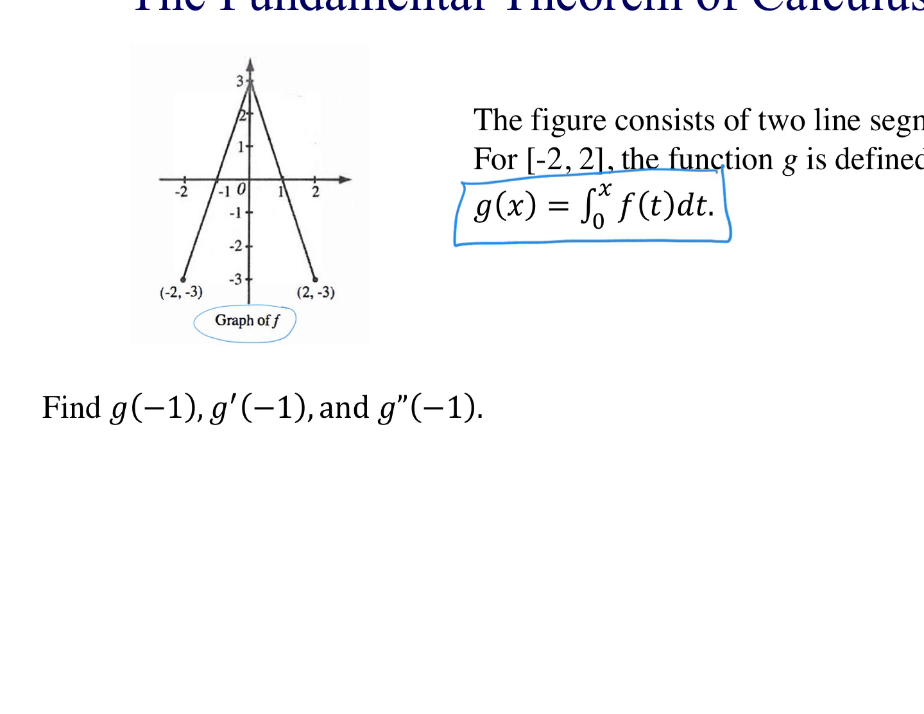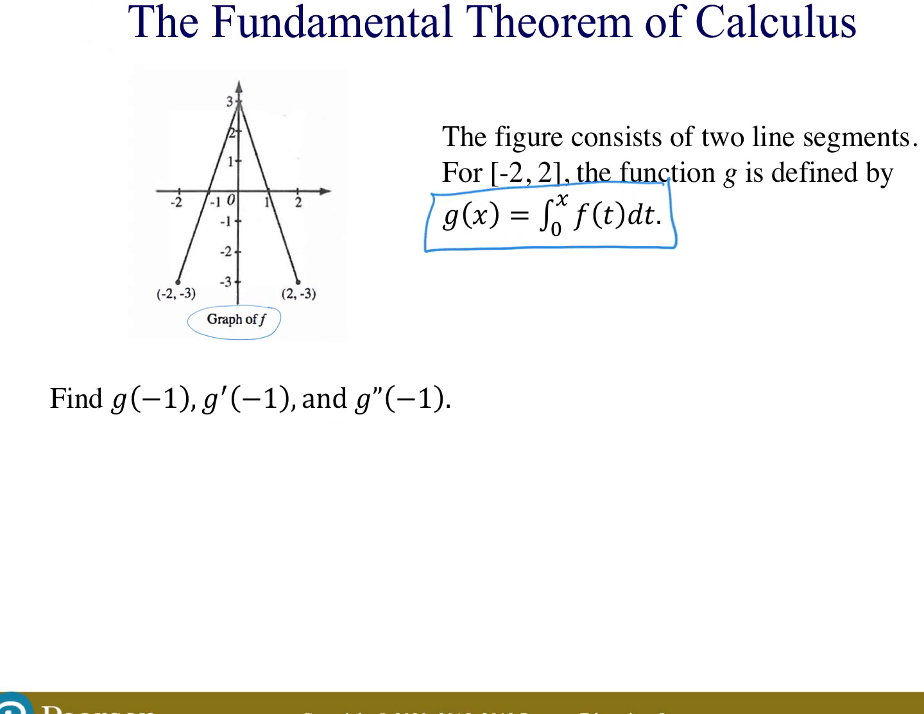All right, well, we're given the equation for g, so g of negative 1 is going to be the integral from 0 to negative 1 of f of t dt. So the meaning of that is to find g of negative 1, you're going to look at the graph of f, and you're going to measure the geometry from where to where? From 0 to negative 1. What direction is that going? Backwards. Negative.